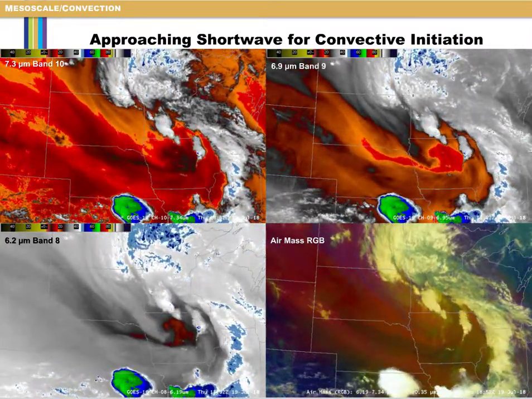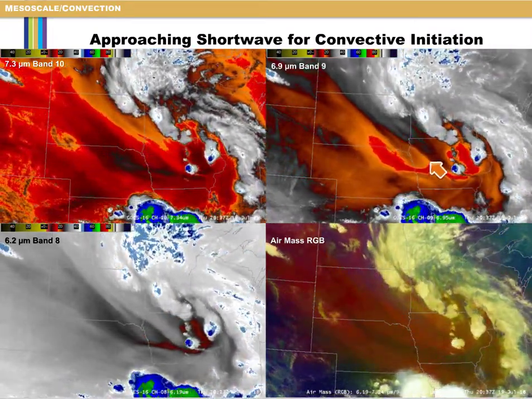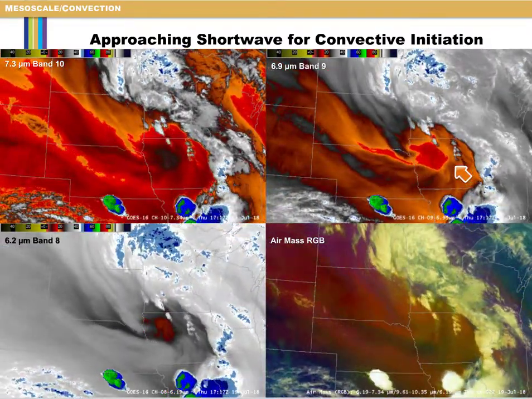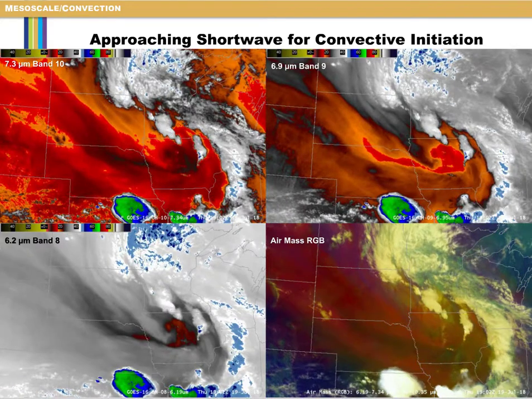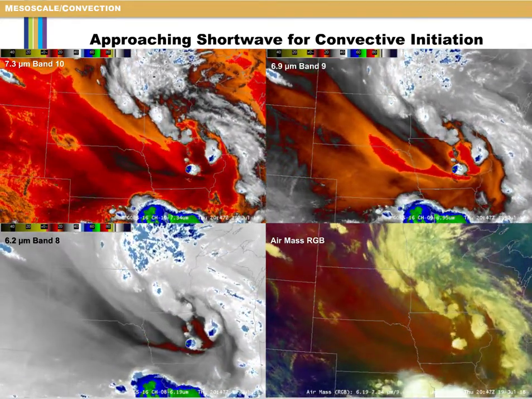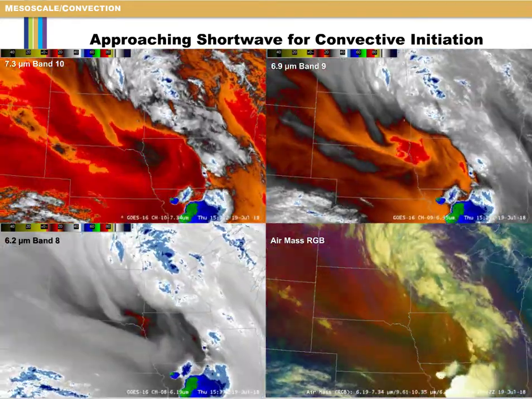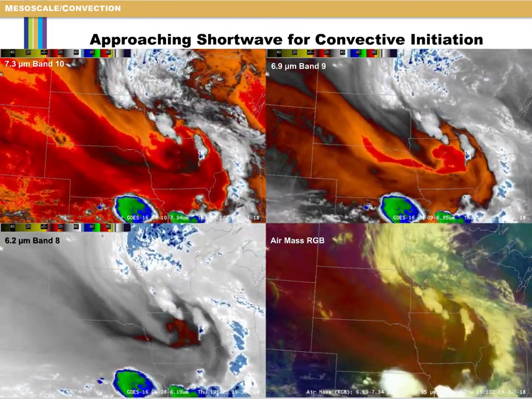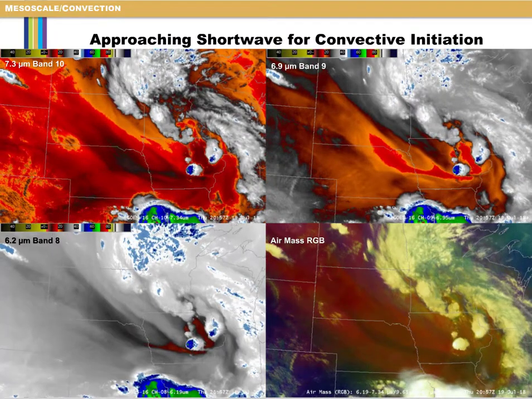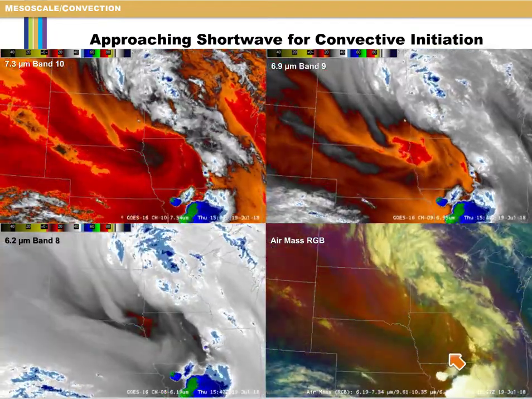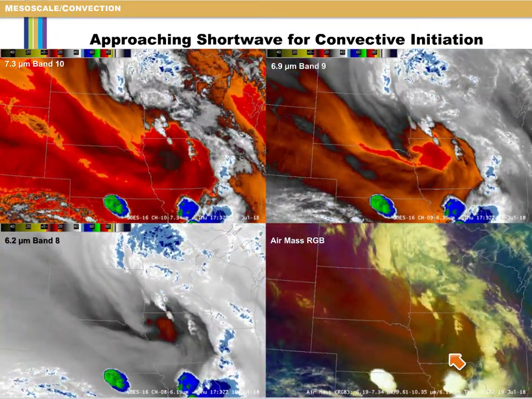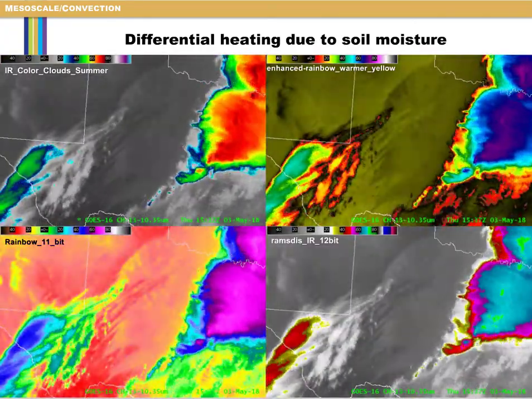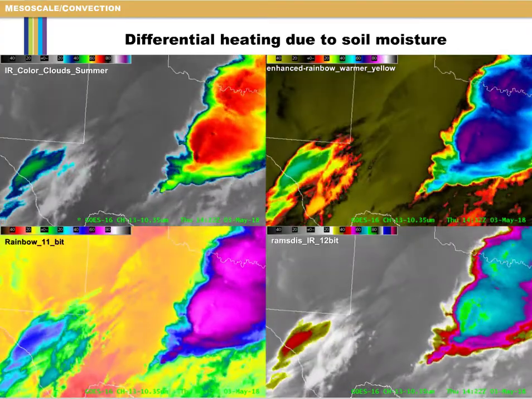In this example, we analyzed the 3 water vapor bands along with the air mass RGB to monitor a short wave moving southeastward from South Dakota into Iowa. The short wave is characterized by a region of warmer brightness temperatures in the 3 water vapor bands. Once the short wave becomes juxtaposed with a low-level convergence boundary in central Iowa, which appears in the air mass RGB, convective initiation occurs.